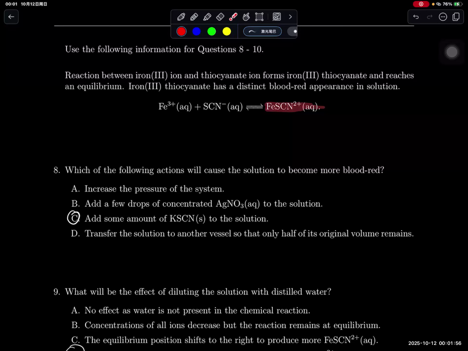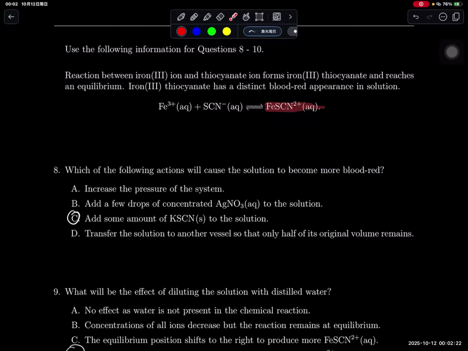So A is wrong because pressure does not apply to an aqueous system, so that's out of the way. B is wrong because adding a droplet of concentrated Ag+ will form a precipitate with this, which decreases the concentration of that, and then the reaction shifts this way. That's not good because we want to produce more of this to make it more blood red, right?